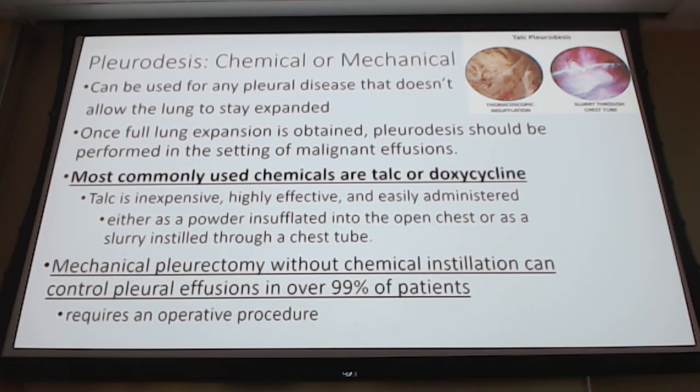Okay, we can either do this by making a slurry and instilling it up into the chest tube, kind of leaving it there and seeing if the lung will re-expand, or we can do it through operative means, meaning either a VATS or an open thoracotomy. Okay.